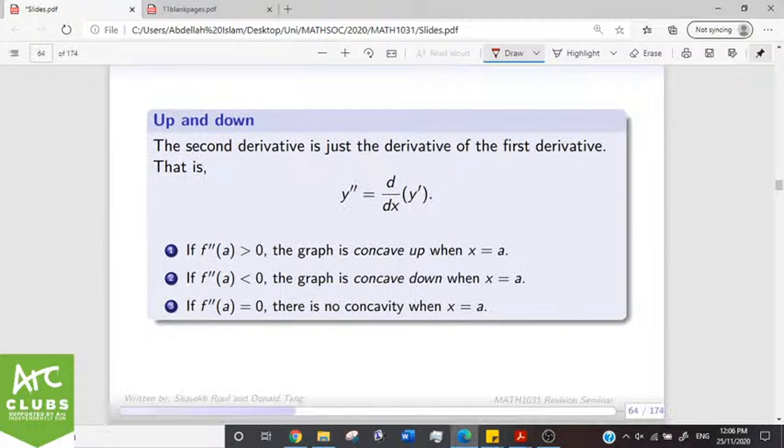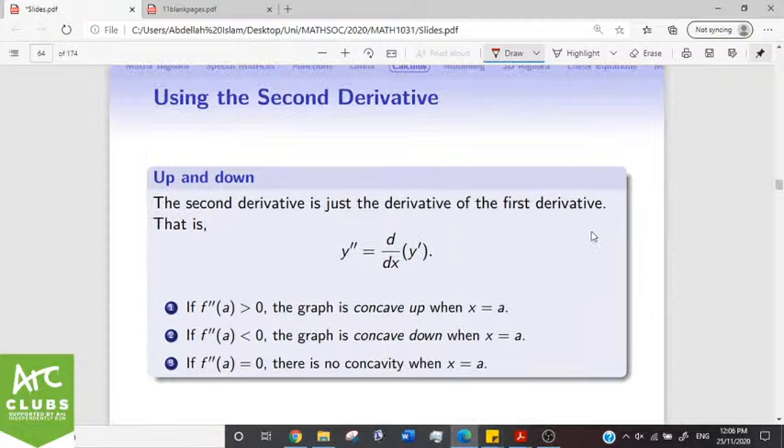We can also use the second derivative to work out things. The second derivative is just taking the derivative again. If it's greater than 0, that means the graph is concave up, which means it looks like a smiley face. If it's less than 0, the graph is concave down, so it looks like a frown. And if it's exactly 0, then there's no concavity.